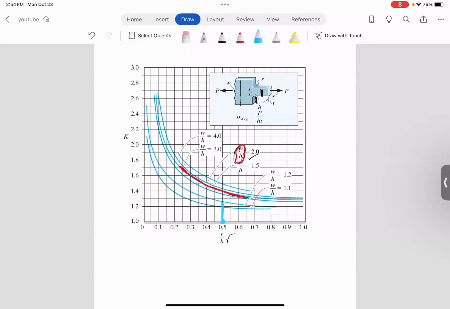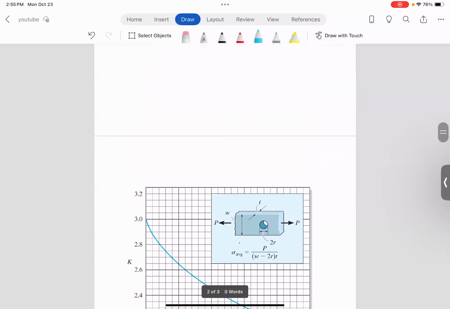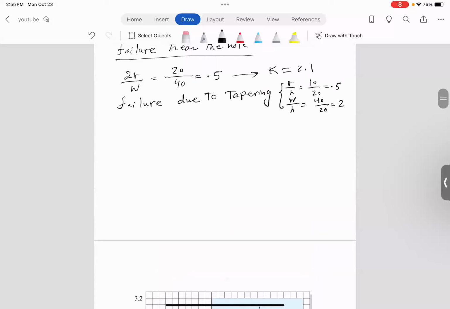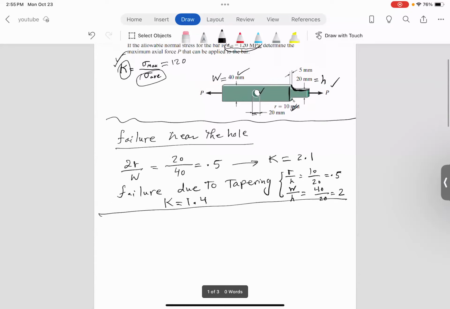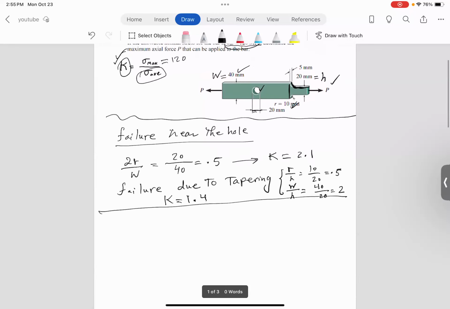I'm going to go and hit that. And that falls right on 1.4. There we go. So we go across, you're going to see 1.4. So your K value now is 1.4 in this case. So this is going to give us a K value of 1.4. All right. So now we are ready to apply this concept of a stress concentration factor.